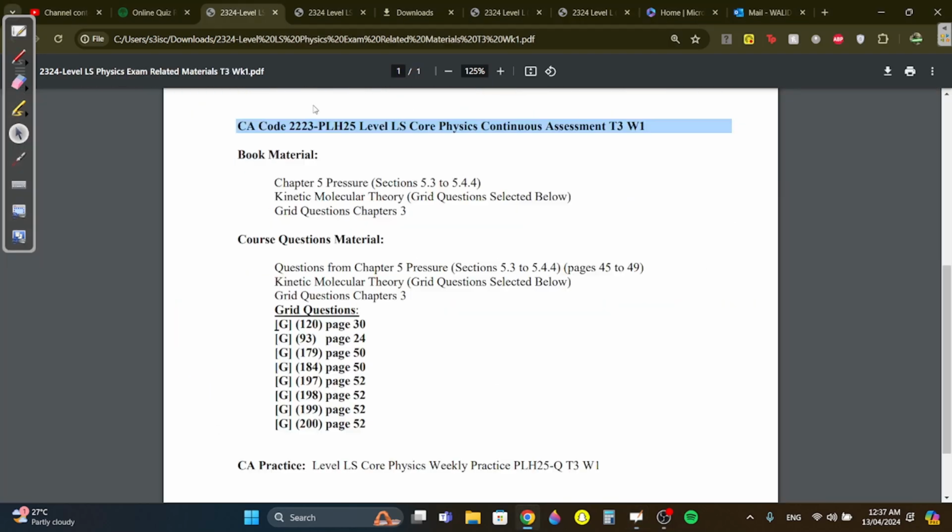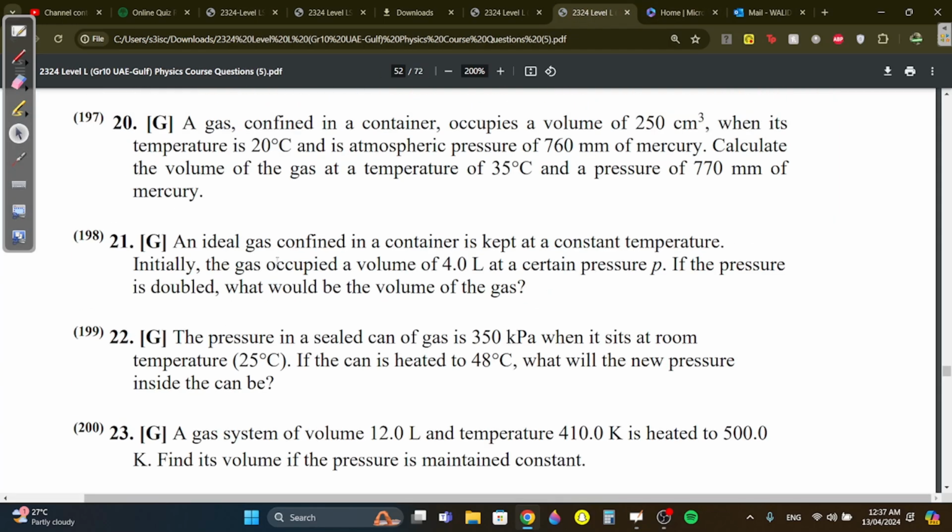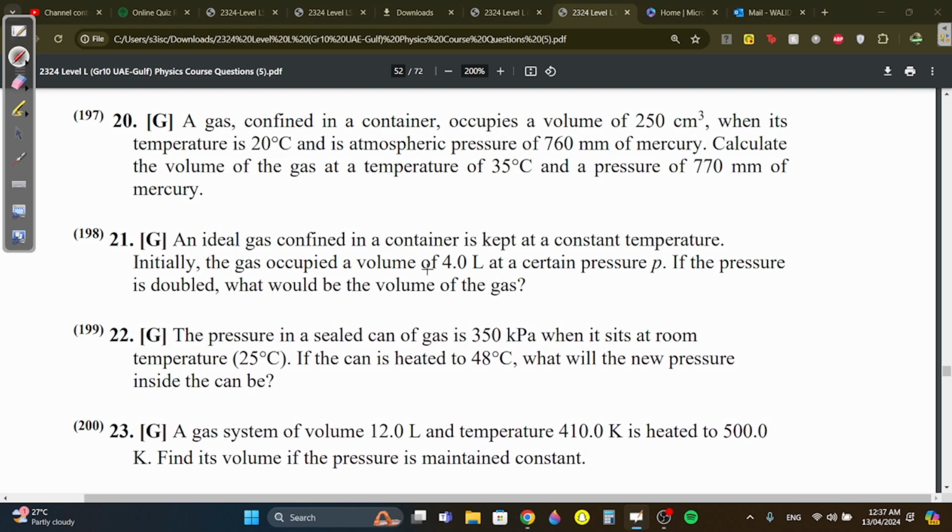197, 199, right? 198. An ideal gas is kept at a constant temperature. Initially, the gas occupied a volume of 4 liters. If the pressure is doubled, what would the volume be? Okay, first, there are some rules you need to know. Pressure is directly proportional to temperature, volume is directly proportional to temperature, but pressure is inversely proportional to volume. Pressure and volume are inversely proportional.